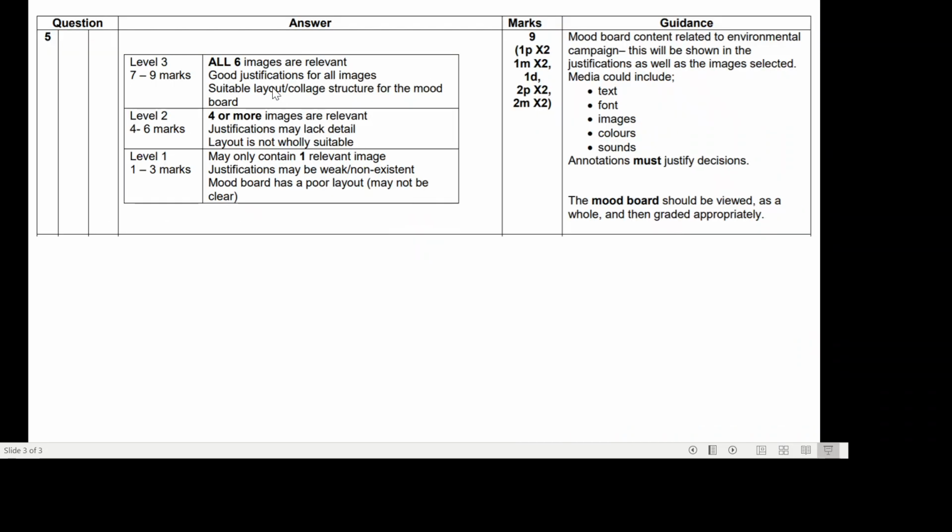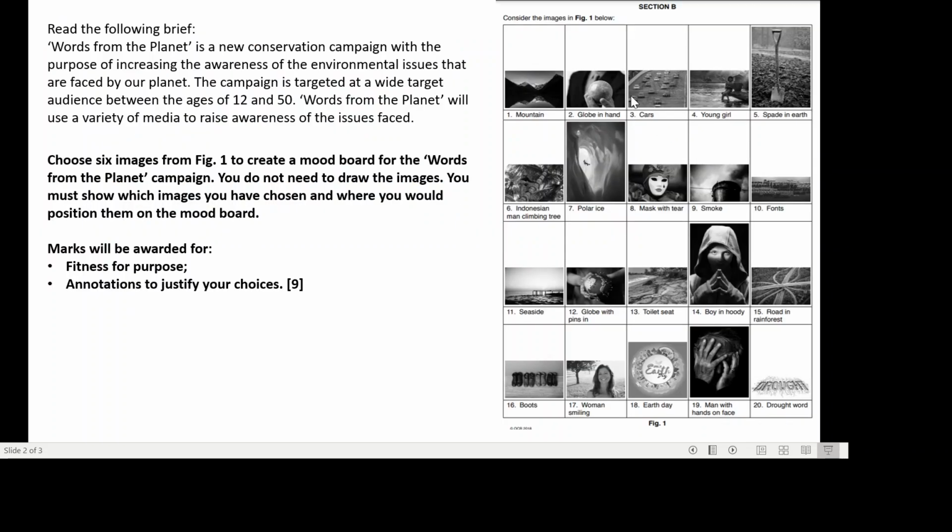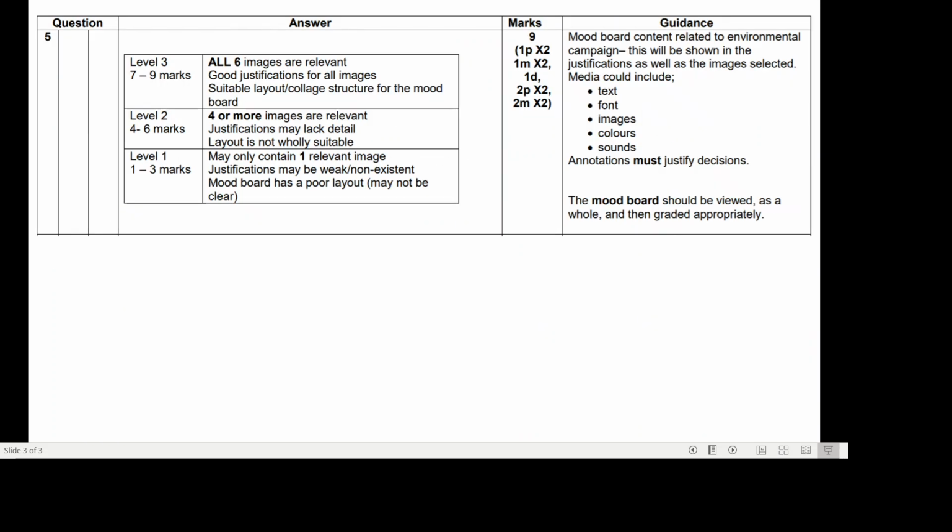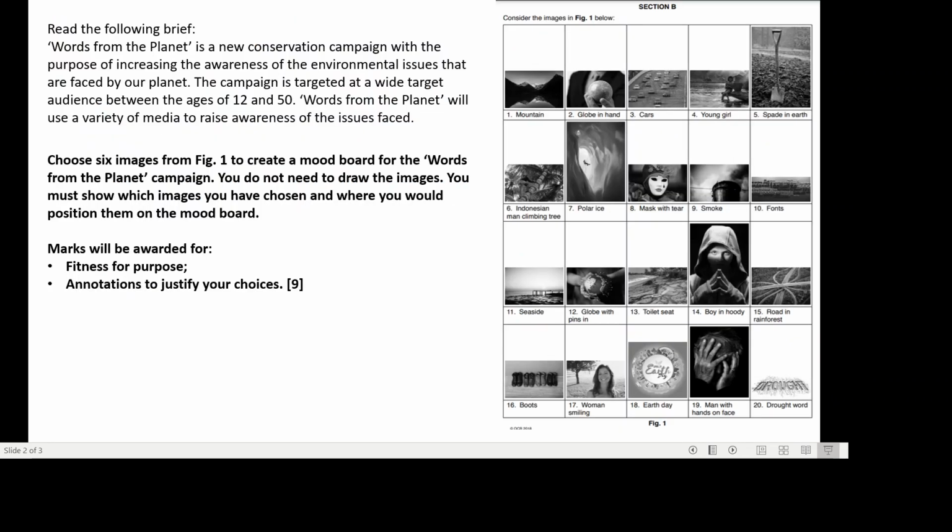Okay, and remember, if we look at the pictures, we can talk about text, fonts, images, colours and sounds. So if we look here, we've got a mountain, a globe in the hand, cars, young girls spading the earth, Indonesian man climbing a tree, polar ice, mask with a tear, smoke, fonts, seaside, globe in pins, toilet seat, boy in hoodie, road in the rainforest, boots, woman smiling, Earth Day, man with hands and face, and drought word. Now with this question, as long as your annotations justify the choice, you can get the mark.